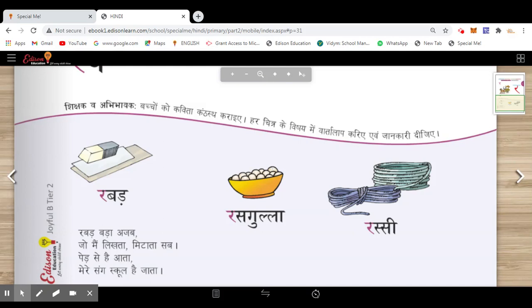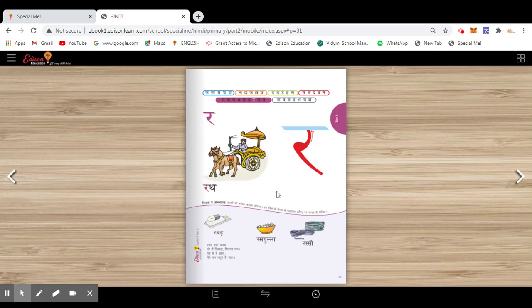Next, र से रस्सी. रबड़ बड़ा अजब, जो मैं लिखता मिटाता सब. पेट से है आता, मेरे संग स्कूल है जाता. So this way students you have to revise up to the व्यंजन र. आपको र तक सारे व्यंजन रिवाइज करने हैं. Is it clear to you? Good. And now our session is over.